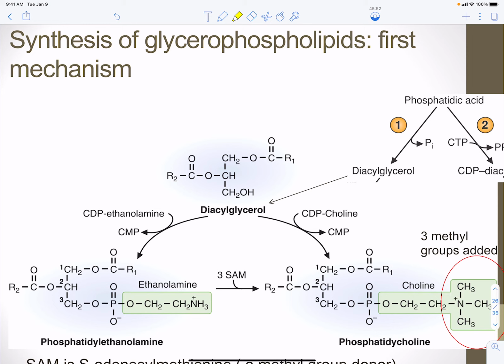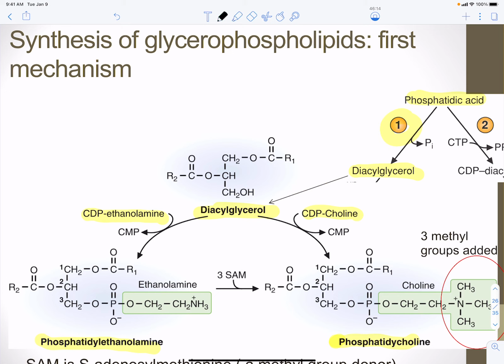Now, our synthesis of our glycerol phospholipids is shown here. So again, we had our phosphatidic acid. We have our first one, which is our diacylglycerol. And so we leave with diacylglycerol. And then we can have an activated ethylamine or an activated choline. And this will become a phosphatidylethylamine or a phosphatidylcholine.